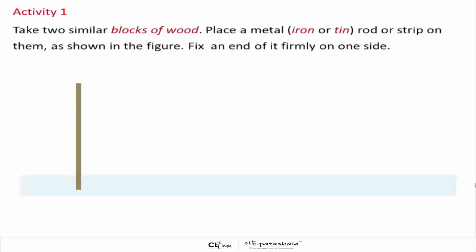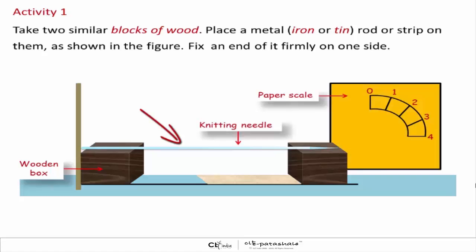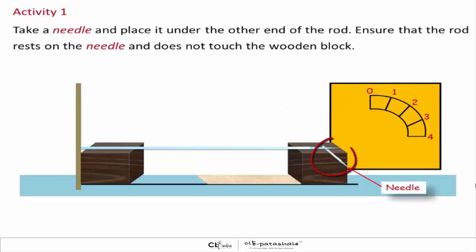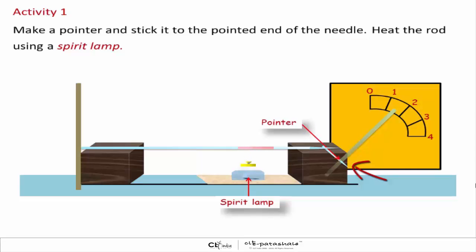Activity 1. Take two similar blocks of wood. Place a metal, that is an iron or tin, rod or strip on them as shown in the figure. Fix an end of it firmly on one side. Take a needle and place it under the other end of the rod. Ensure that the rod rests on the needle and does not touch the wooden block. Make a pointer and stick it to the pointed end of the needle. Heat the rod using a spirit lamp.